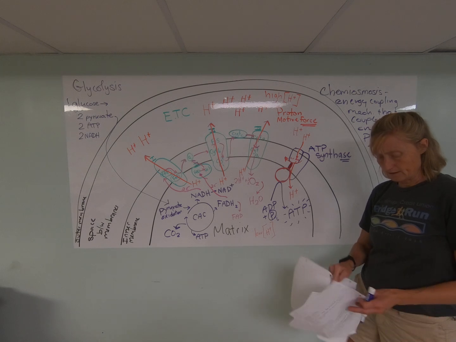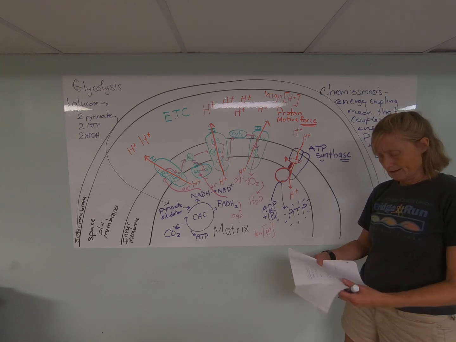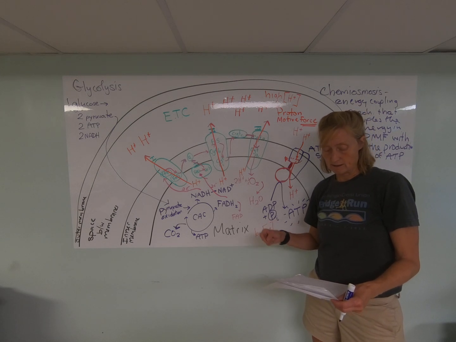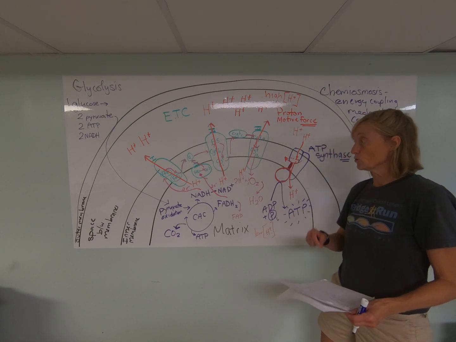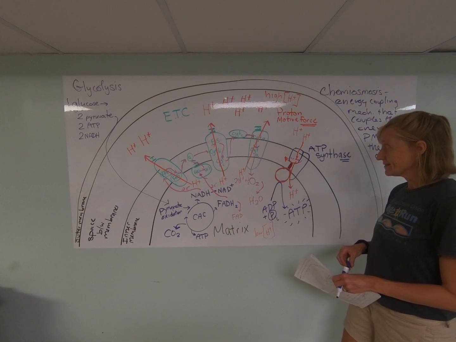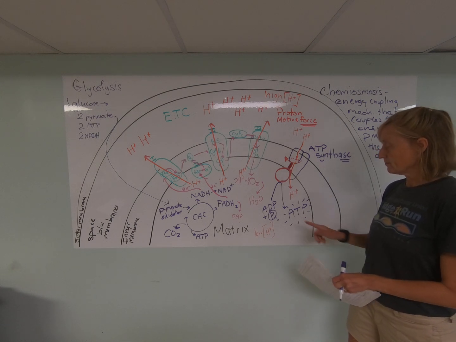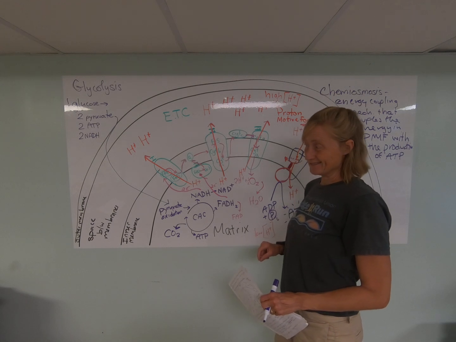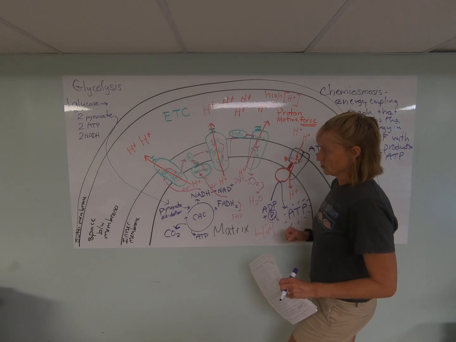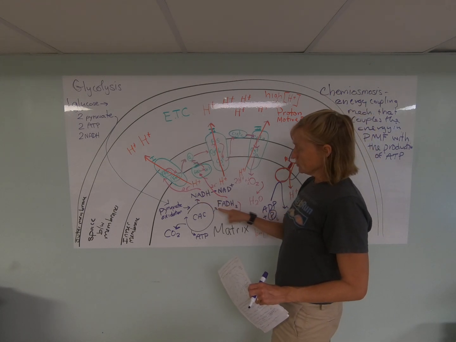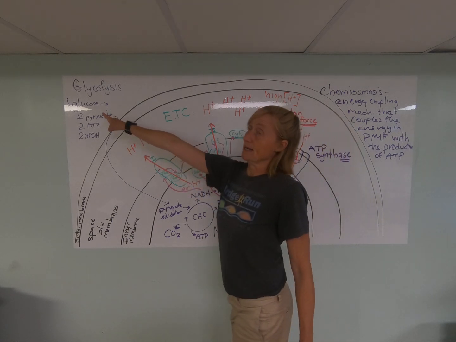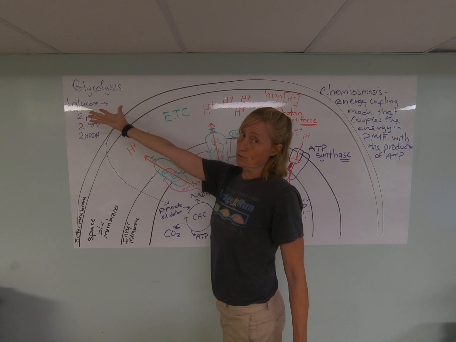Let me just get out my notes here. ATP production driven by the transfer of electrons from food to oxygen. Where's the food in the picture? NADH and FADH2 are made as a result of the oxidation of glucose. That's our food, really, right?